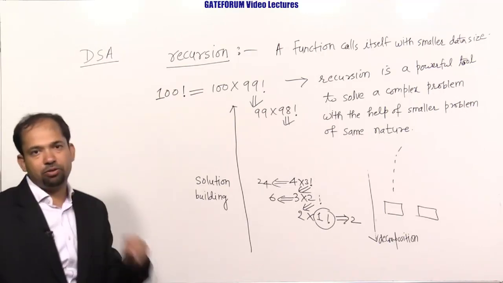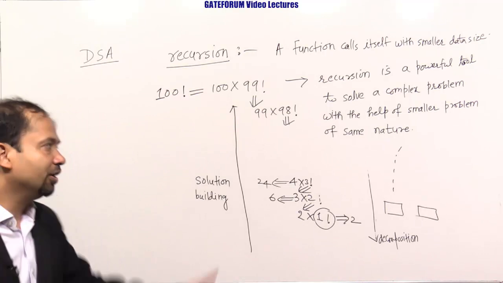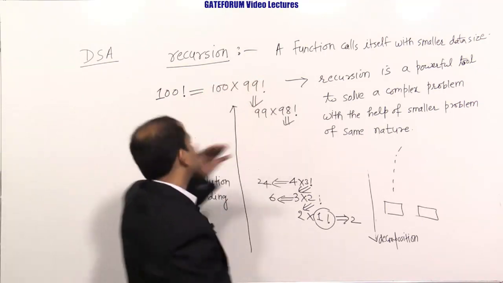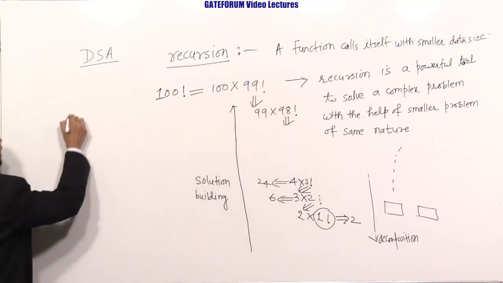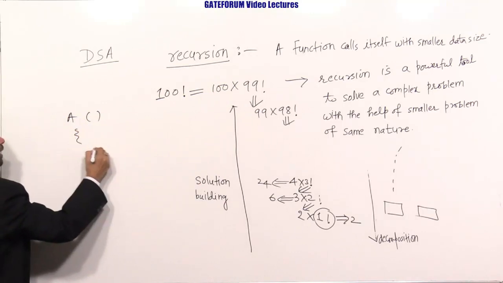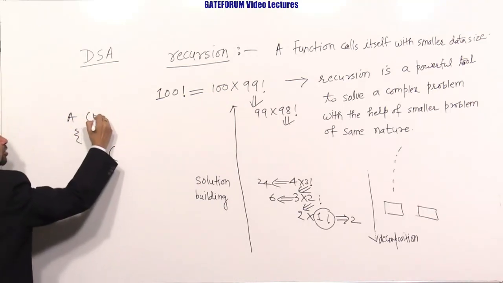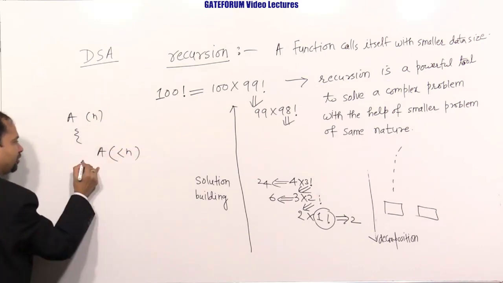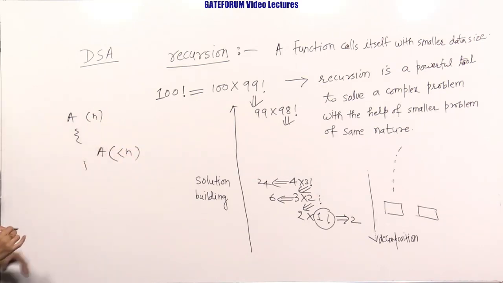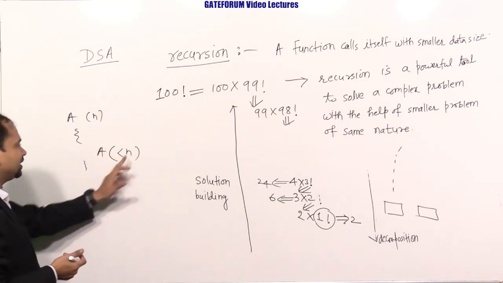Recursion can be of two types: one is direct and one is indirect. Mostly we are dealing with direct recursion. Direct recursion means A is calling A with a smaller data size. So if we have n, a function is calling itself with a smaller data size, so the data set size is less than n.